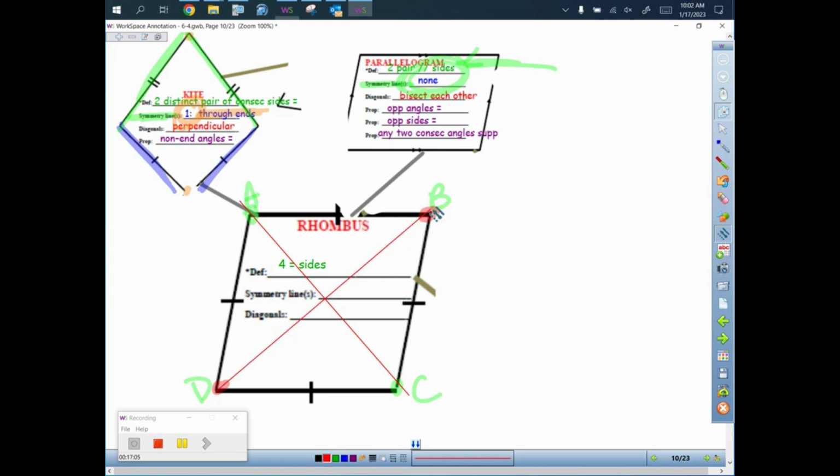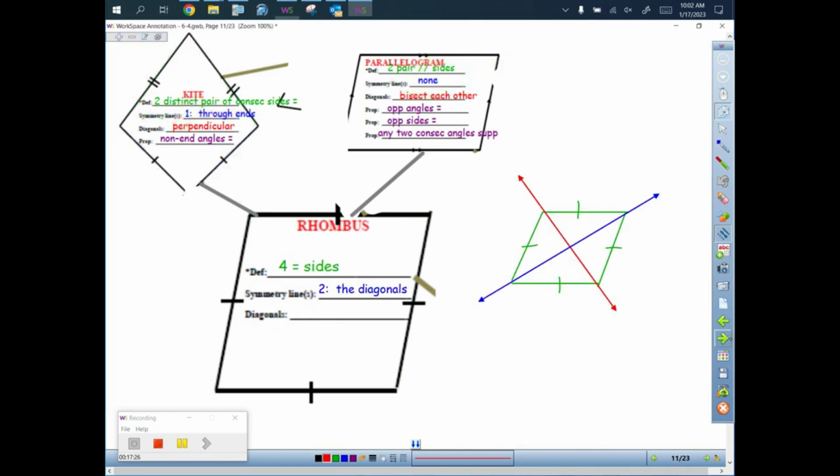How many symmetry lines does a rhombus have? Two. Where are they? I know I didn't draw them as lines, I drew them as segments. What the heck did I just draw in? Those two things, it starts with a D. Those two things are the diagonals, right? Would you be down with the fact that there's two symmetry lines? They are the diagonals. The diagonals are the symmetry lines of a rhombus.